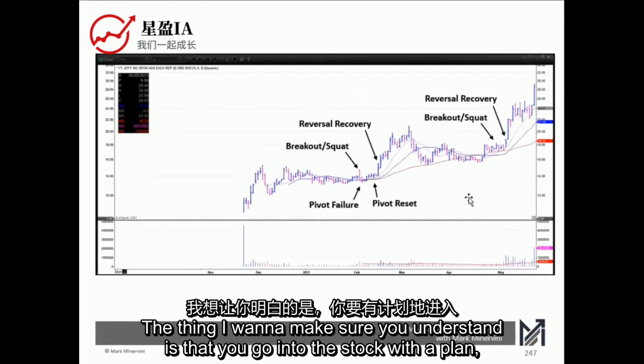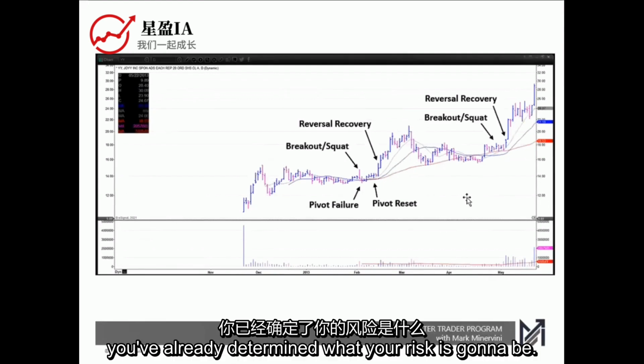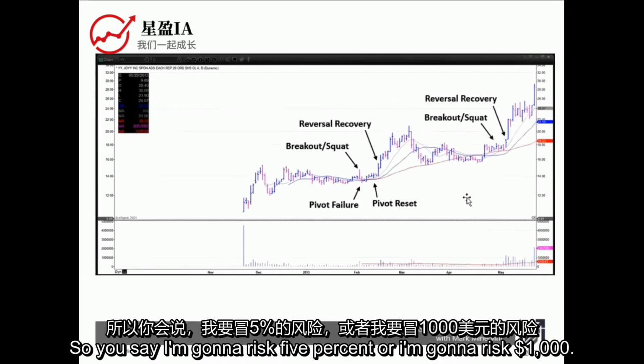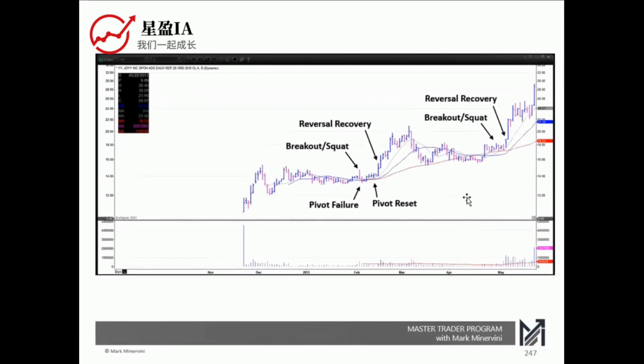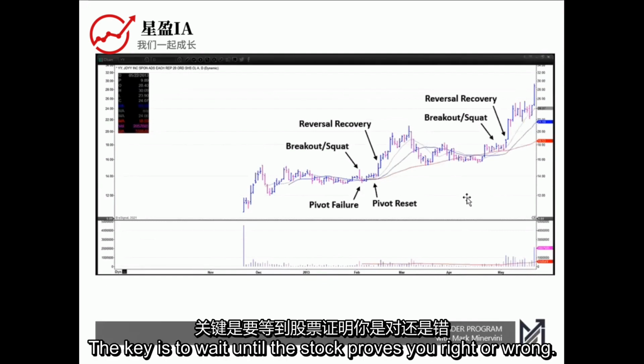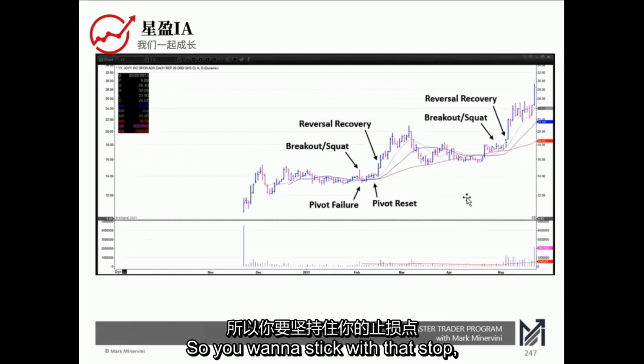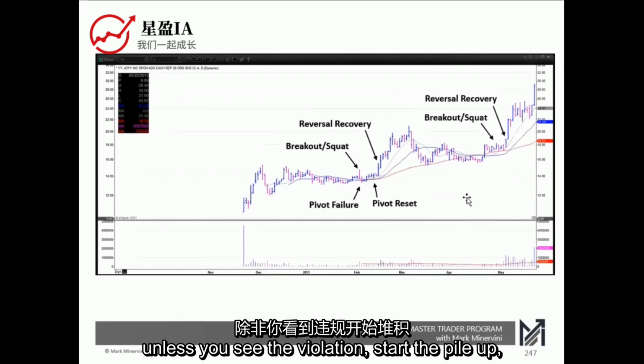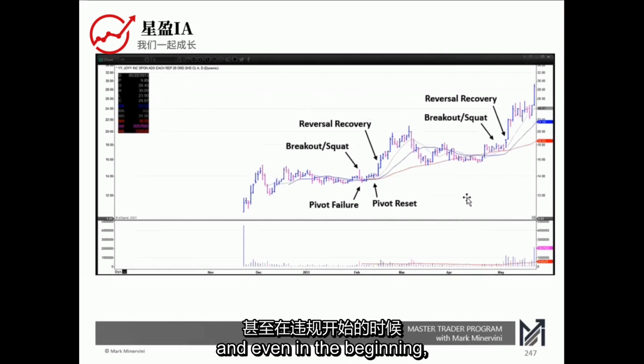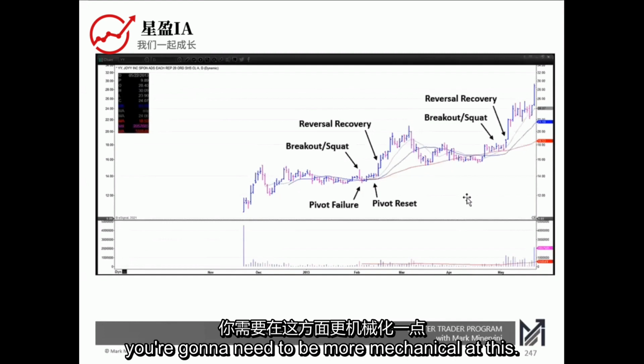These aren't violations. The thing I want to make sure you understand is that you go into a stock with a plan, and you've already determined what your risk is going to be. So you say, okay, I'm going to risk 5%, or I'm going to risk $1,000, and this is the price that I'm going to stop out on. The key is to wait until the stock proves you right or wrong. So you want to stick with that stop unless you see the violations start to pile up, and even in the beginning, you're going to need to be more mechanical at this.